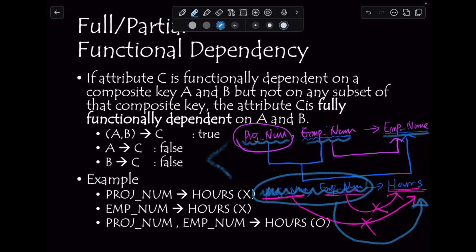So when you combine project number and employee number together, now you can determine hours. So can you see the difference here? Employee name can be determined by just a part of these two attributes, employee number. So it is called what? Partial dependency.